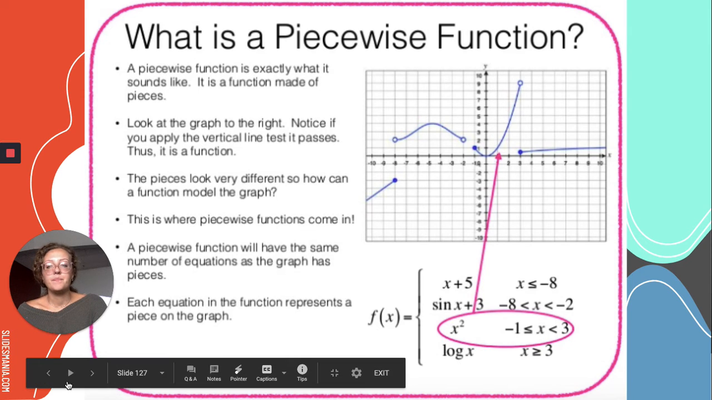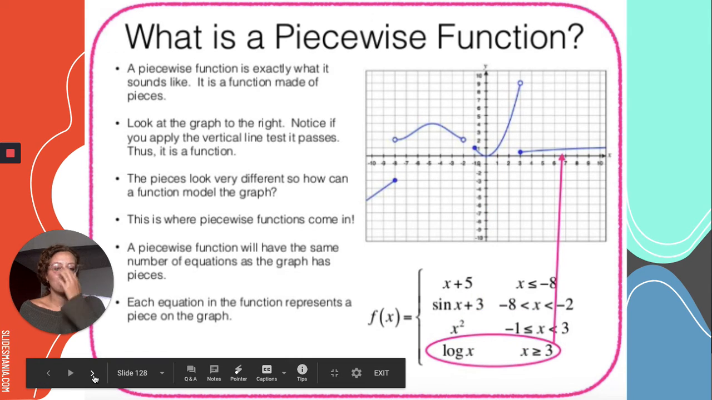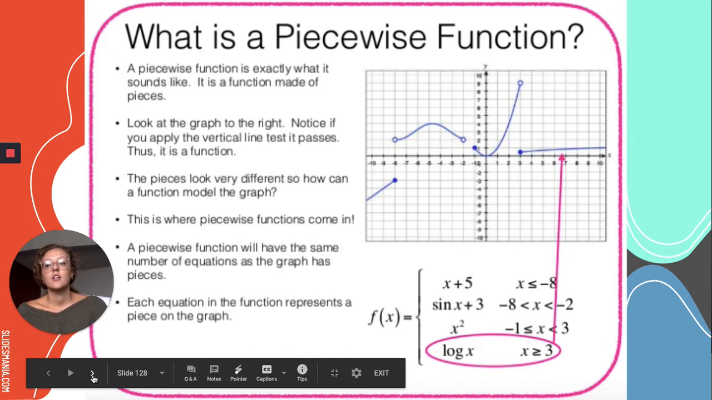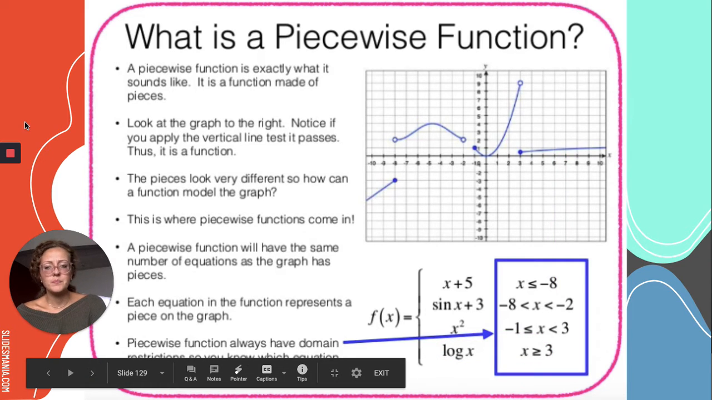Okay, and then last but not least, we have log of x, which is another function you won't see how to graph until trig, but it's for x greater than or equal to 3. So we include the 3 by doing a closed circle. Okay? And then this is kind of what I said earlier.